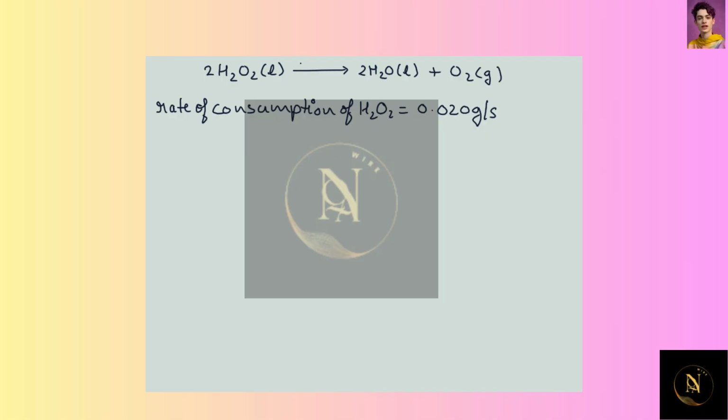Hello students, so the question is to calculate the rate of production of O2 in mole per second. Here we have been given the rate of consumption of the H2O2, which is equal to 0.020 gram per second. So let's convert it into mole per second.